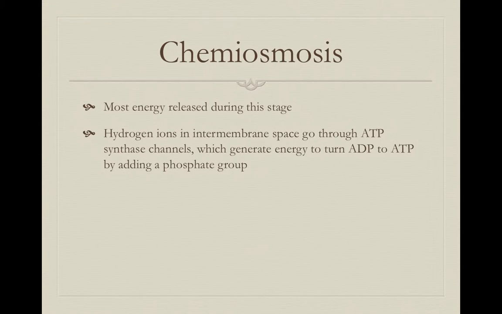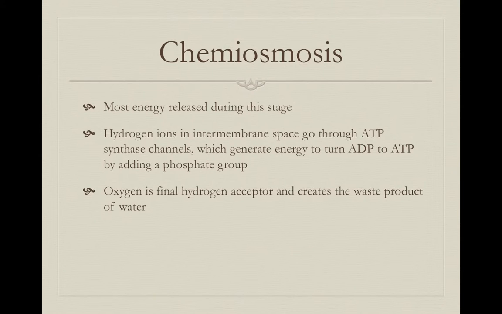Chemiosmosis. This is the second part of the last stage of aerobic respiration. This is where most of the energy is released. The hydrogen ions in the intermembrane space go through ATP synthase channels, which generate energy to turn ADP into ATP by adding a phosphate group. These ATP synthase channels work like turbines. The hydrogen ions go in through these turbines and they start spinning, and then they put the ADP and a phosphate group together, and bam, they form ATP, which is what we wanted to create.